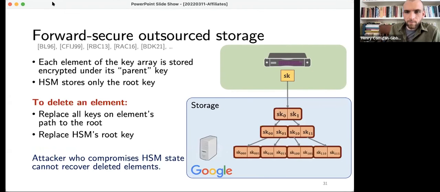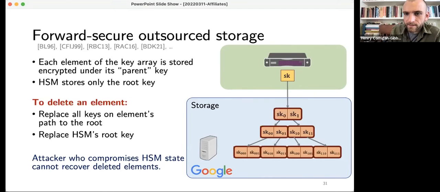So let me explain how we do this. We call this forward secure outsourced storage, or sometimes it's called forward secure encrypted RAM. This is an idea that's been around for a long time that we specialize to our use case. So the idea is that the HSM gives to the data center an encrypted tree where each element in this tree is stored as a ciphertext encrypted under the key of its parent.